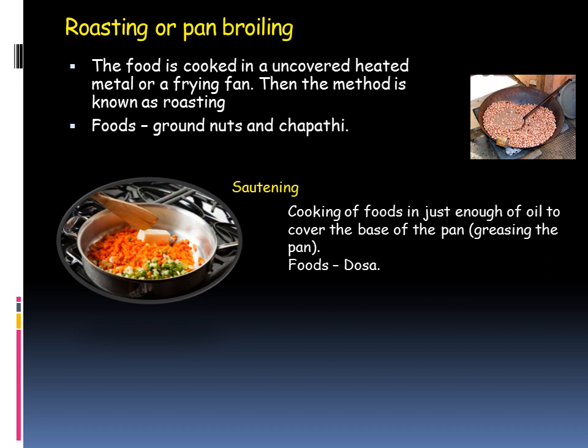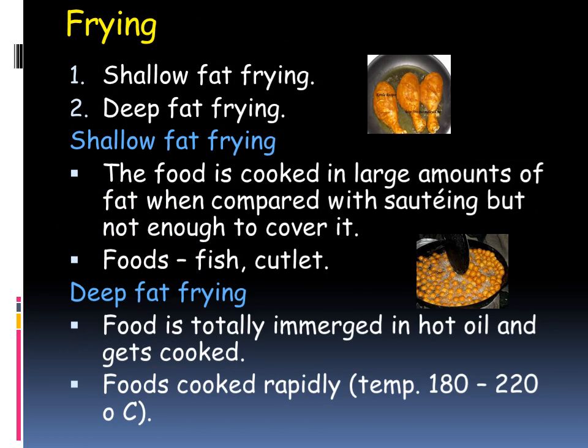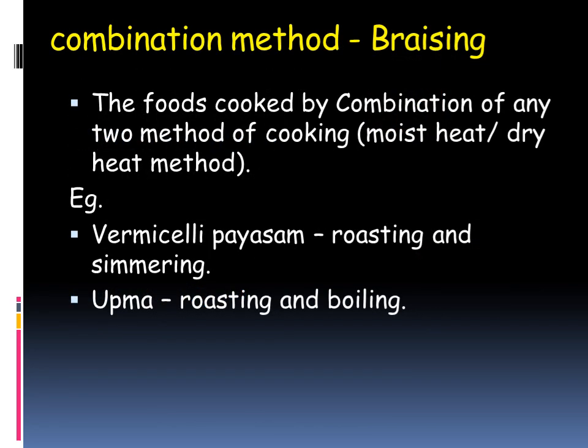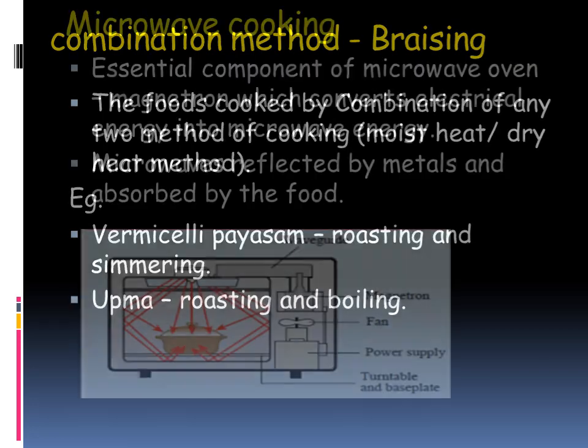The sautéing method is used with a minimum amount of oil to cover the base of the pan. Usually primary cooking, like vegetables, is done by this method. Frying has two types. In shallow frying, minimum oil is used. In deep fat frying, food is totally immersed in oil. In the combination method, both moist heat and dry heat methods are used for cooking, which is called braising. Vermicelli, payasam and upma are cooked by this method.